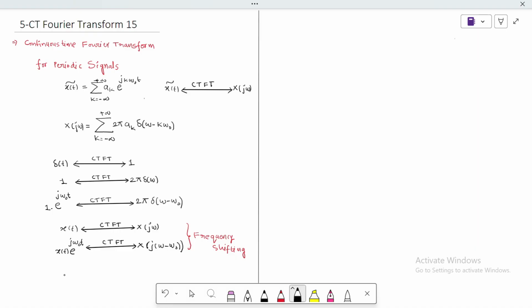Same case for e power minus j omega naught t. That is equal to x of j omega plus omega naught, so 2 pi del of omega plus omega naught.